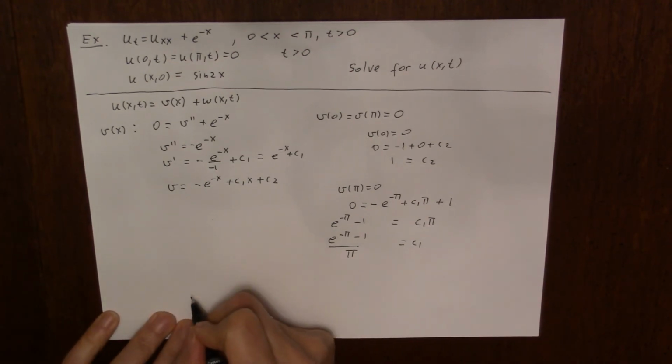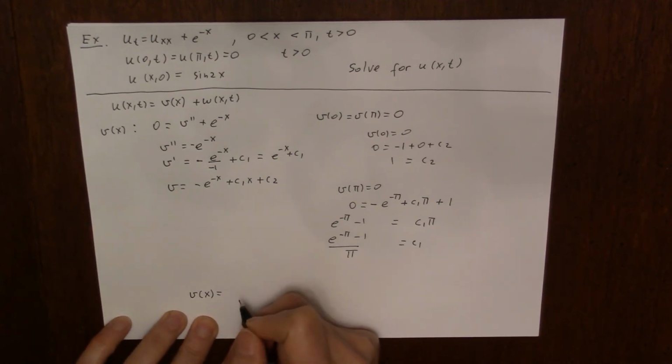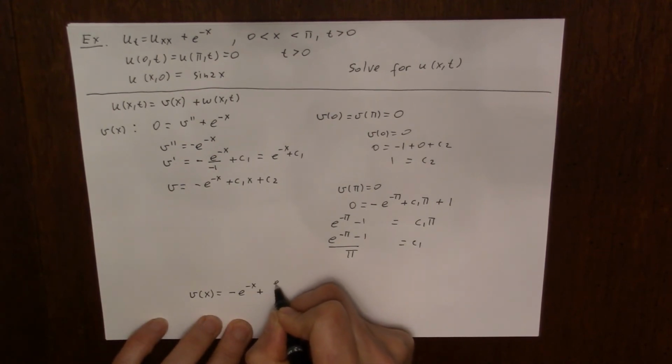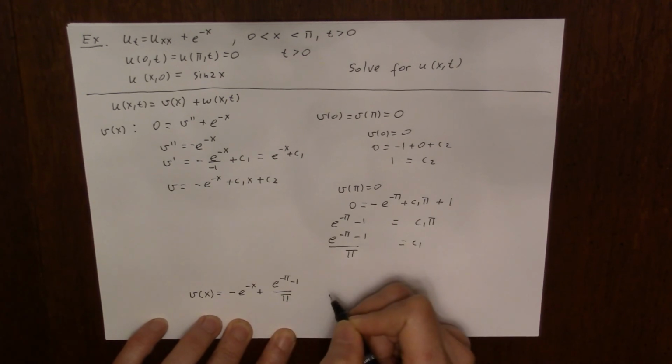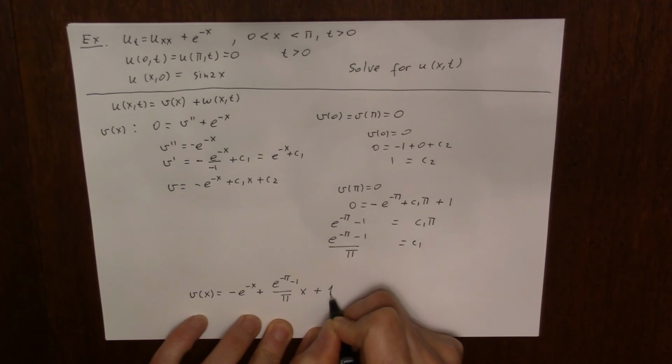So now we found our steady state solution. So we get v equals negative e to the negative x plus c1, which is e to the negative pi minus 1 over pi, times x plus c2, which equals 1.